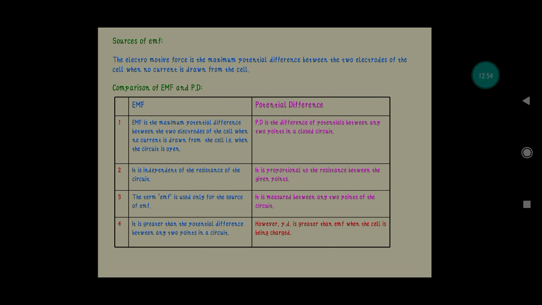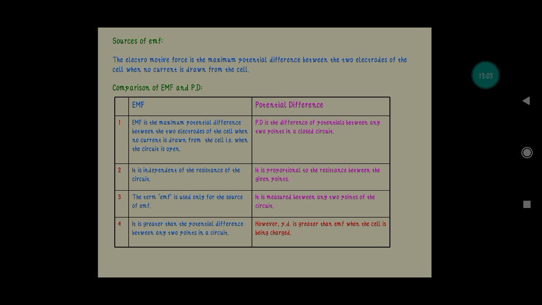We can say that. How is this different from the potential? We are going to see that here. Electromotive force is the maximum potential difference between two electrodes of a cell when no current is drawn from the cell. Exactly, I can give the definition like this. Now I am going to tell you the difference between the EMF and the potential difference. EMF has the maximum value, but the potential difference is between any two points in the closed circuit.